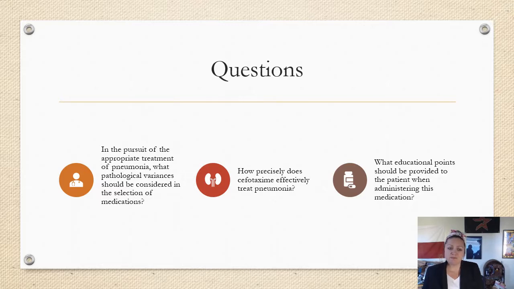So, questions. In the pursuit of the appropriate treatment of pneumonia, what pathological variances should we consider in the selection of medications? How precisely does cefotaxime effectively treat pneumonia? And what educational points should be provided to the patient when administering this medication?